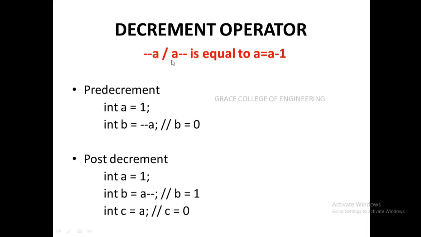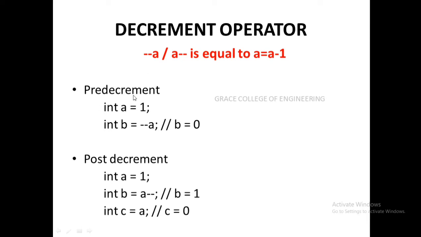Minus minus a or a minus minus will be equal to a is equal to a minus 1, which decreases the value of the variable by 1. Minus minus a represents the pre-decrement and a minus minus represents the post-decrement. Let's see with an example.